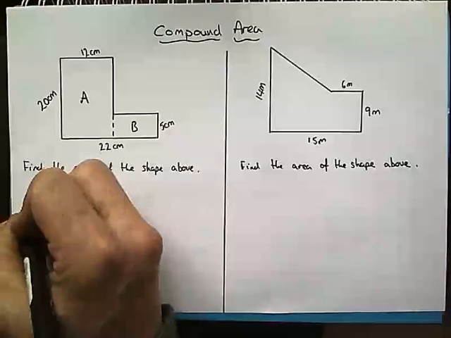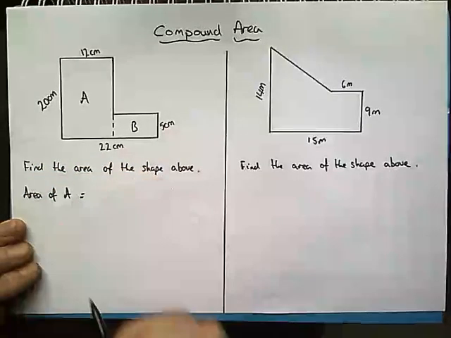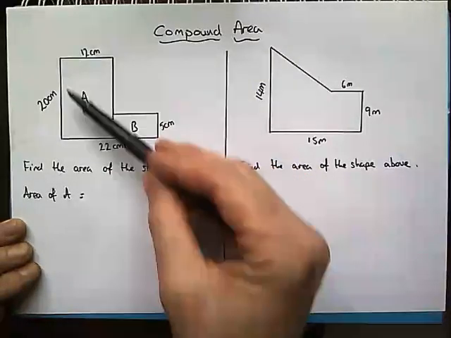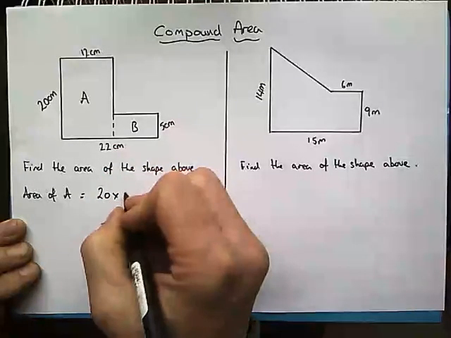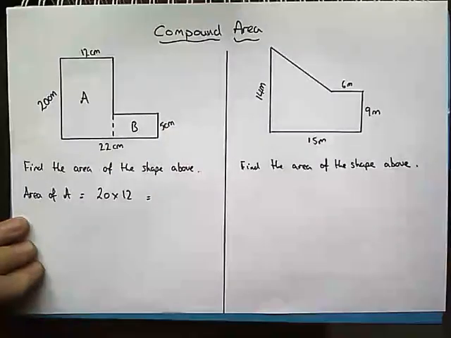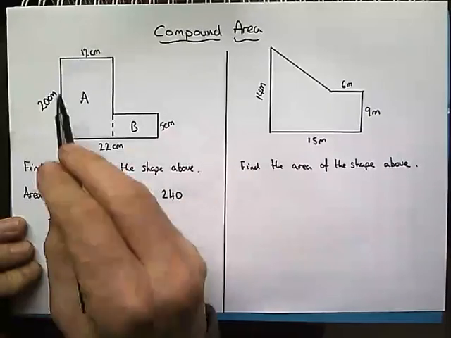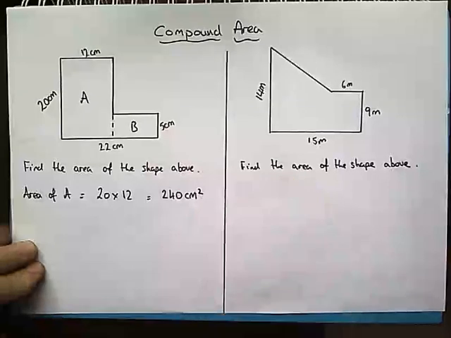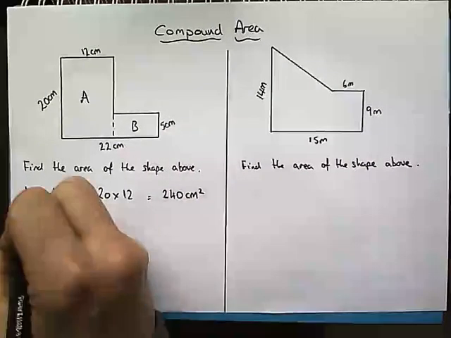Area of rectangle A. Well, it's a rectangle, so it's base times height, or height times width. So it's going to be 20 times 12. 10 times 12 is 120, 20 times 12 is 240. We are working in centimetres, so it's centimetres squared. So then we need to consider the area of shape B.